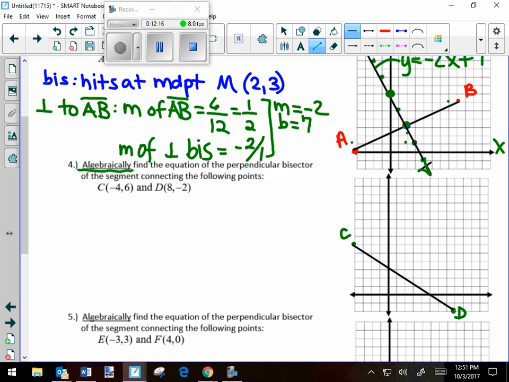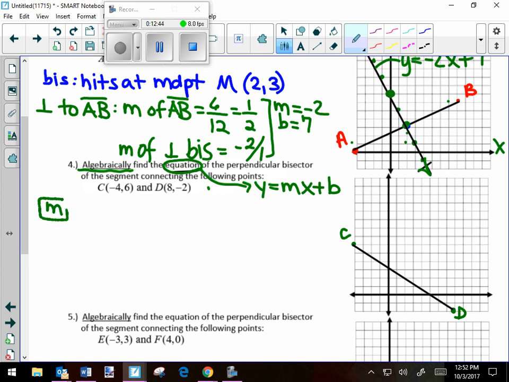And when it says that I have to find the equation of the perpendicular bisector, when it talks about an equation, we know that with an equation, that means we're going to be using y equals mx plus b. And with y equals mx plus b, our job, as we've talked about a couple of times in this unit, is to find the slope. Now, what we're finding the slope of is the line that's perpendicular to CD.